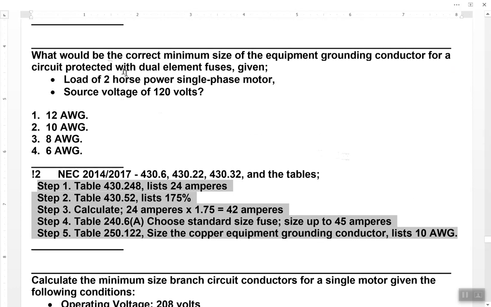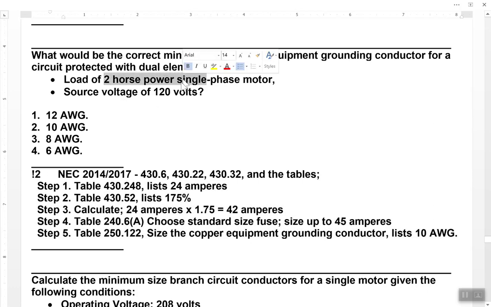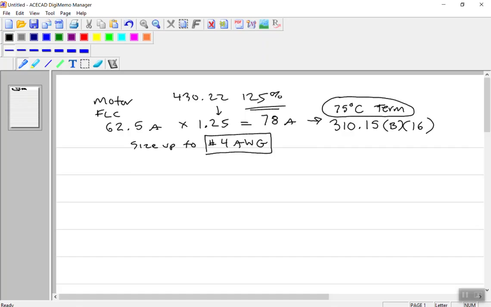So in this case, if we know that it's a 2 horsepower motor, single phase, the first thing we need to do is look up the FLC, okay? So let's go ahead and put this one in our notes. We need to look up the FLC. So where do we do that at? I'm actually gonna probably need to start a new page, so a little bit longer. Well, I guess we could fit it there.